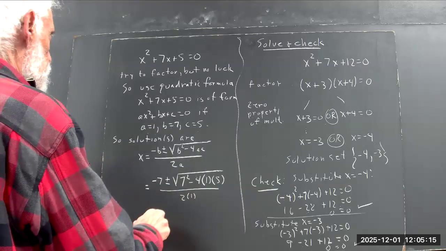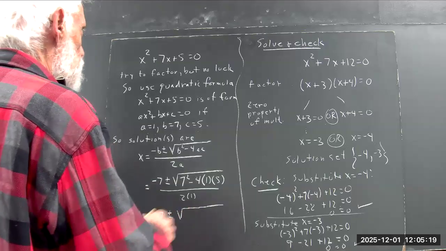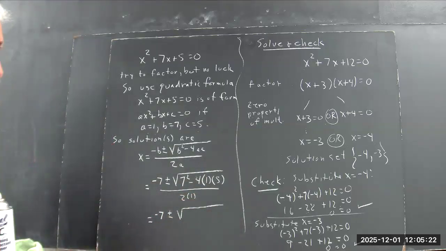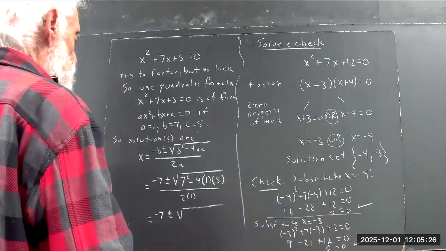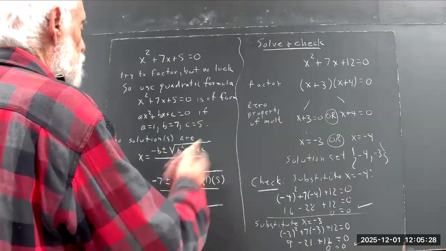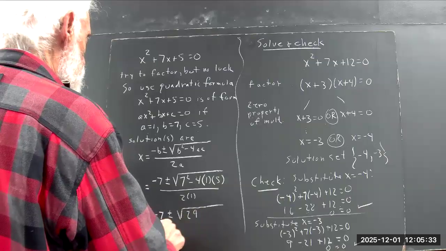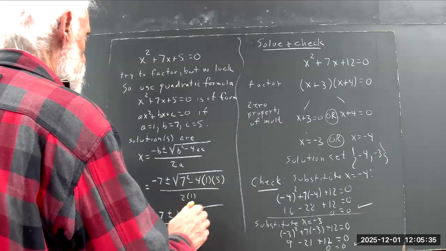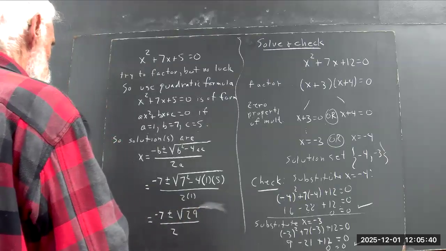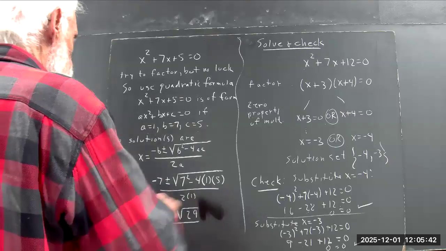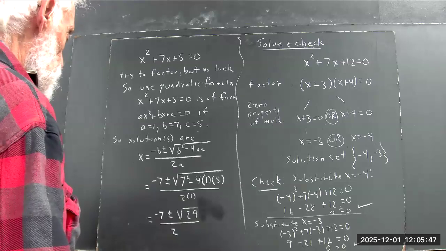And we do the arithmetic. And you should be stopping and doing the arithmetic before I do it. Okay, 7 squared is 49 minus 4 times 1 times 5, which is 20. And there are our two solutions.